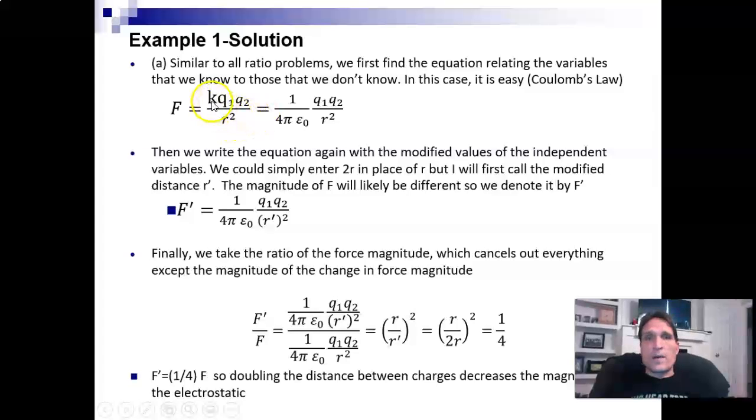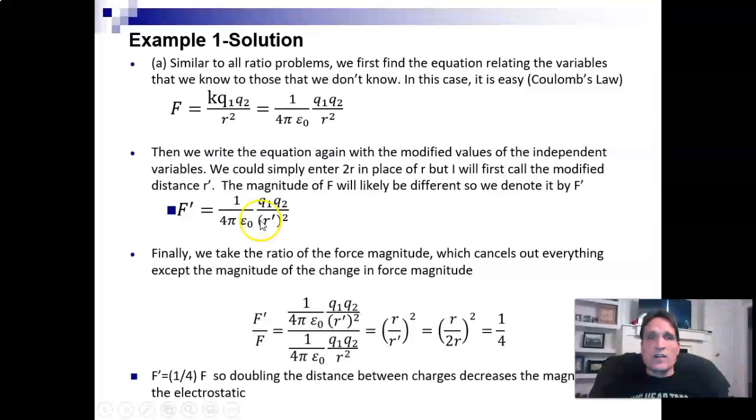It doesn't matter whether we use this version with K as the constant or this version with 1 over 4 pi epsilon naught. It's the same number regardless. So let's just use the latter. Okay, so we're going to write this equation twice. We're going to write it once for the initial condition, in which the separation is r, and once for the final condition, in which the separation is r prime.